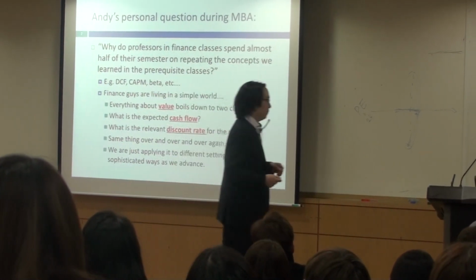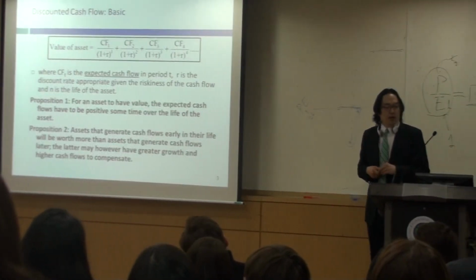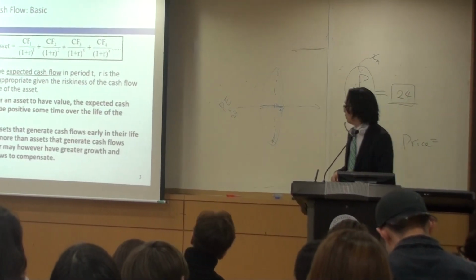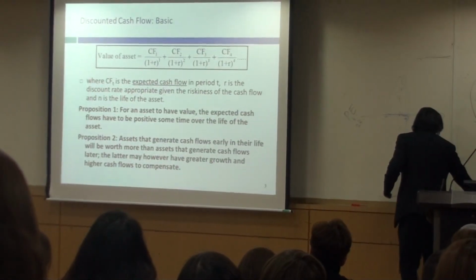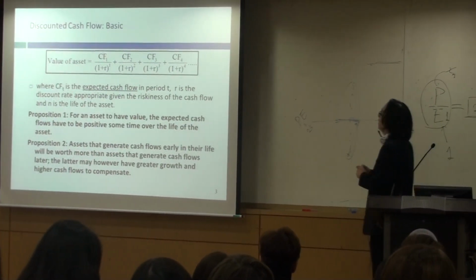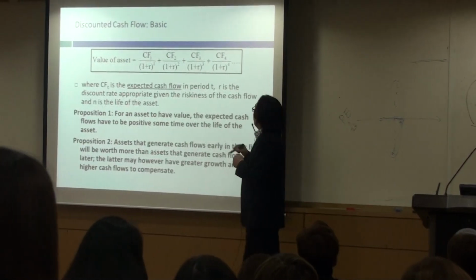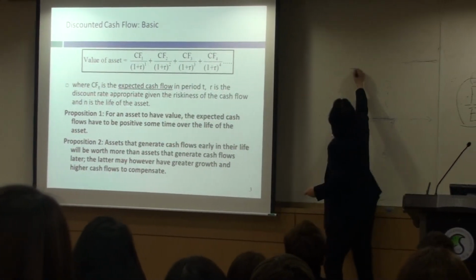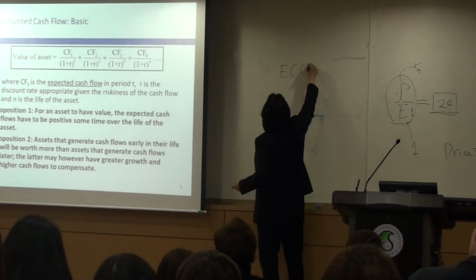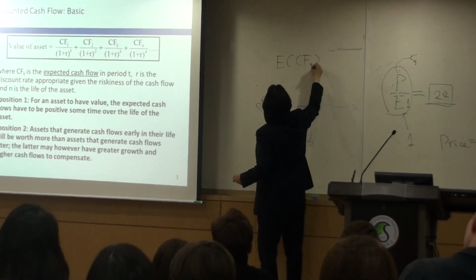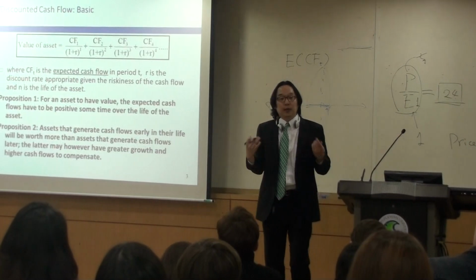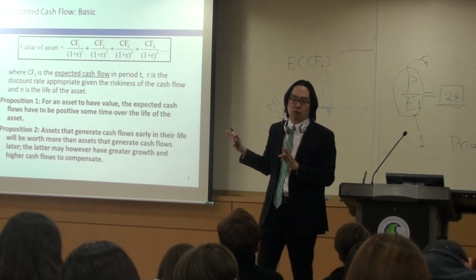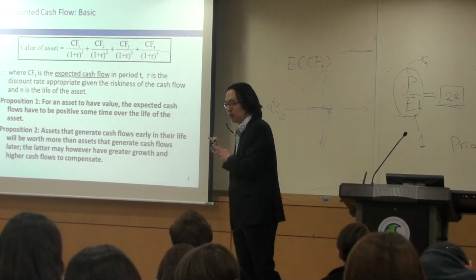So, let's go. Discounted cash flow valuation, the basics. I show you again here, but one thing to tell you is that cash flow 1, 2, 3, 4 to the end, those things are expected cash flows. I just omitted the expectation notation to not strain your eyes, okay?